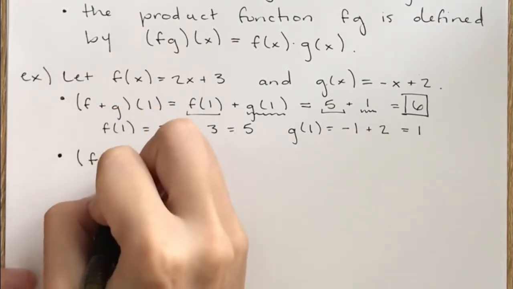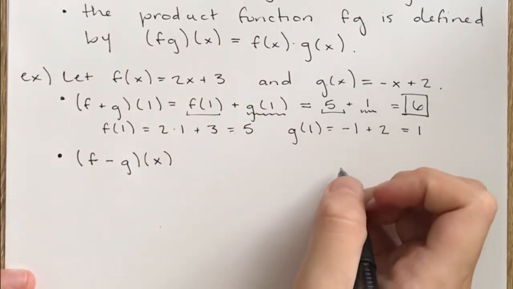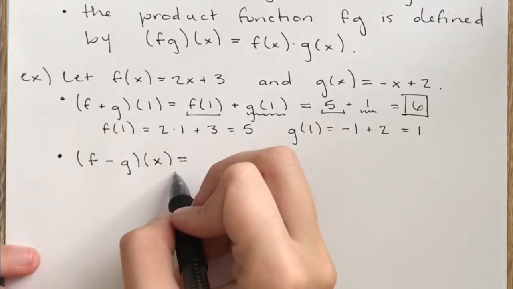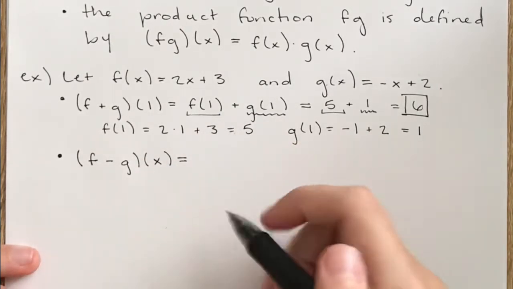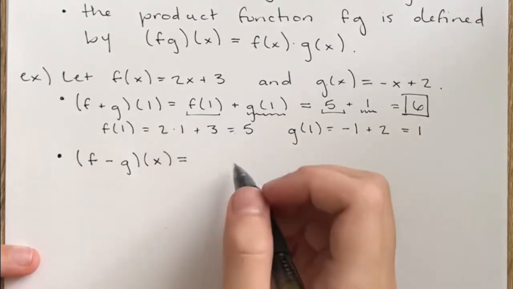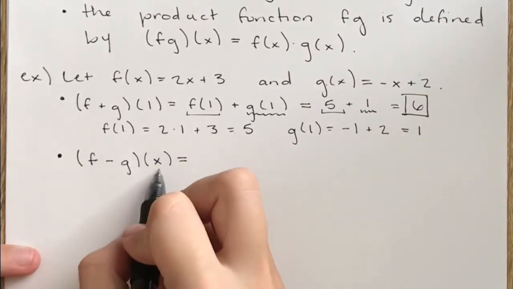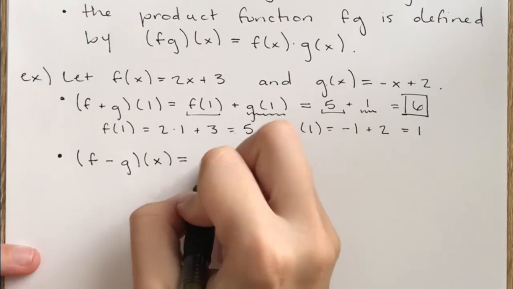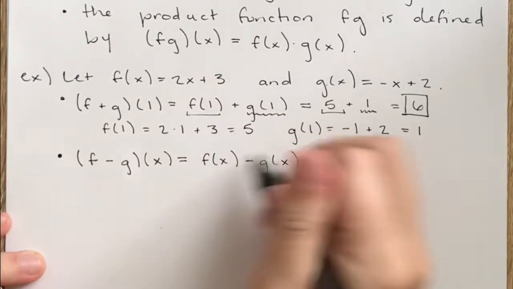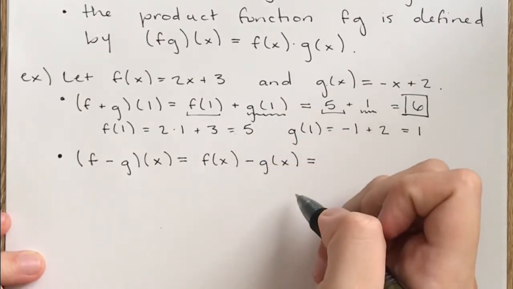Let's look at f minus g. And this time, let's look at it with x. So now we're looking for a more general form with x. Not so bad. Again, our formula tells us that this function is just f of x minus g of x. We want to replace things with more useful things. F of x is equal to what?